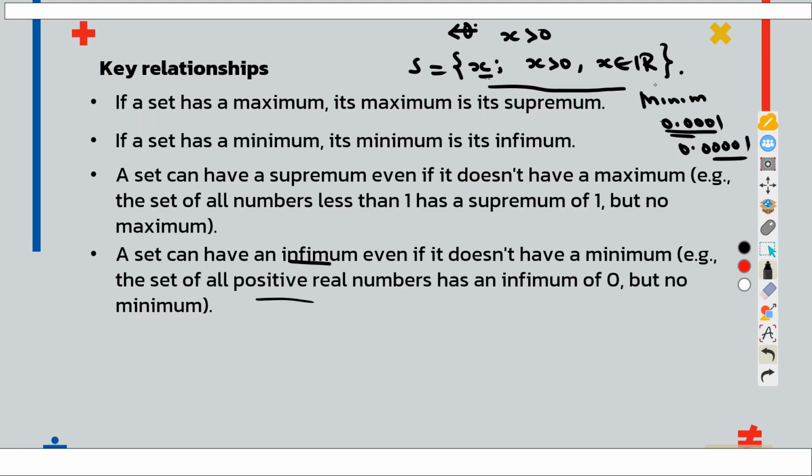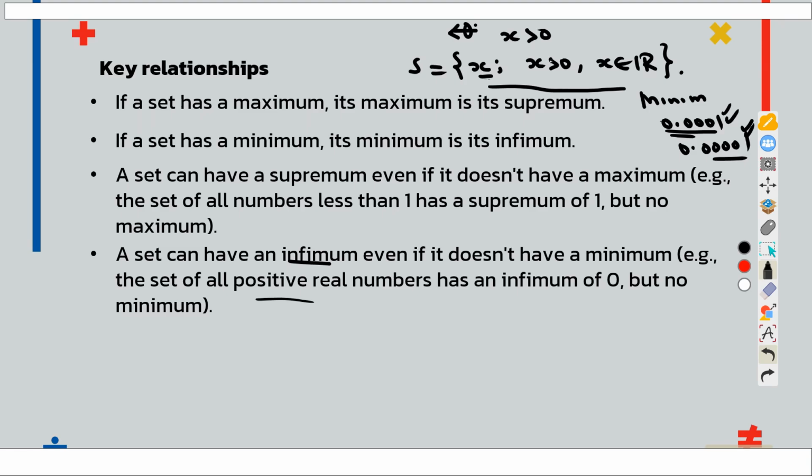So you cannot say that 0.0001 is the stopping point where all other numbers that are greater than 0 will be greater than or equal to this number. That will not be true, because there will exist a number which is actually less than that. So we cannot say that this set has a minimum.